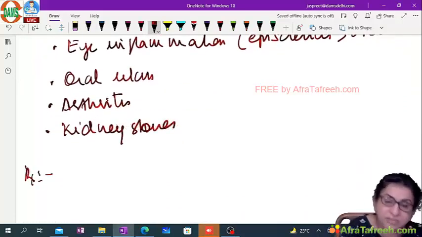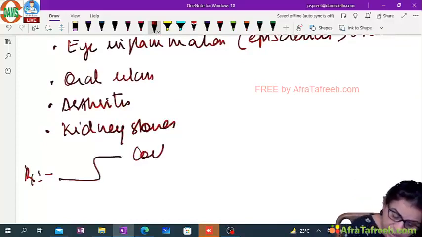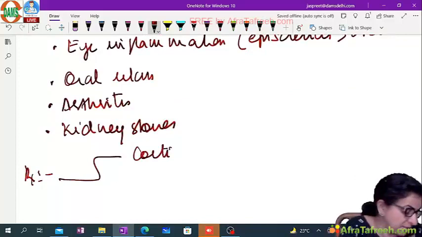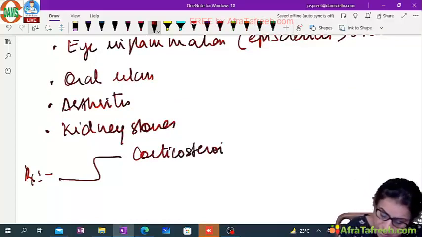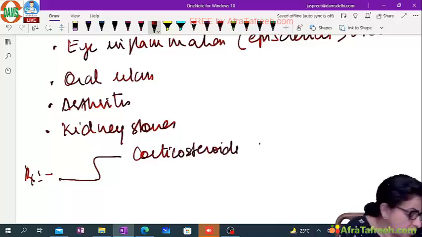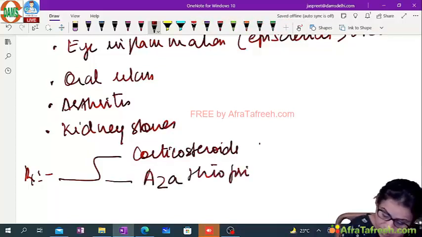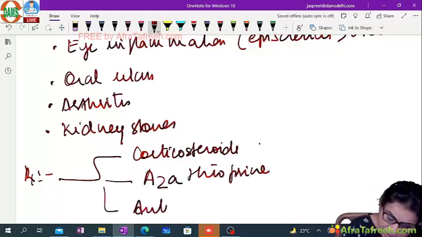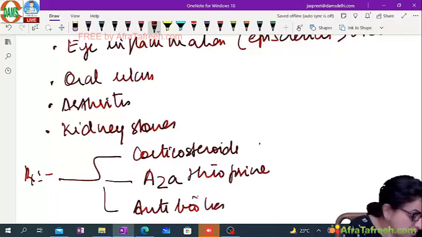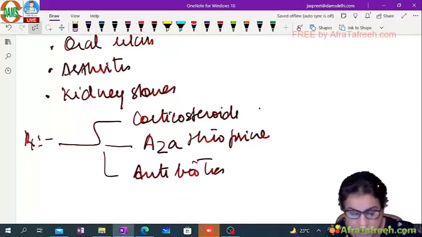And last, what is the treatment for Crohn's disease? Number one, they are given steroids to suppress the inflammation. It's an autoimmune disease, so you give them corticosteroids. Two, azathioprine, again to suppress the immune response. And then antibiotics and other drugs are also given. So this is Crohn's disease.